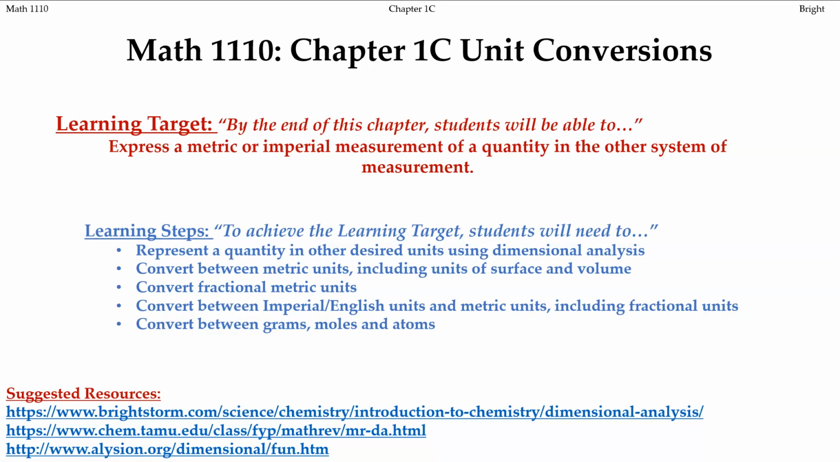To get there, we want to still be very comfortable working with dimensional analysis within metric units. We're going to see units of surface and volume, fractional units, and then actually get to those imperial and English conversions. And then at the end, we are going to discuss some more chemistry applications with grams, atoms, and moles. You can see the suggested resources for this section of the course because it is not in our standard textbook.